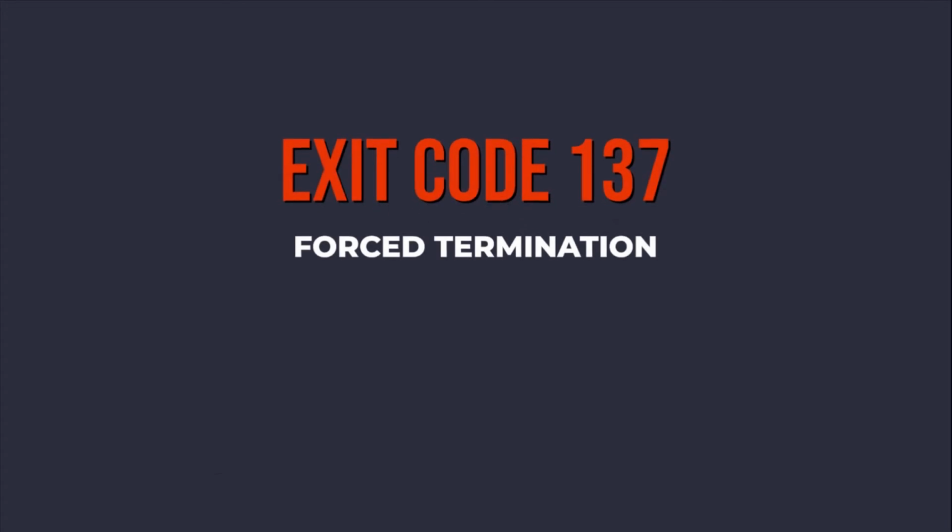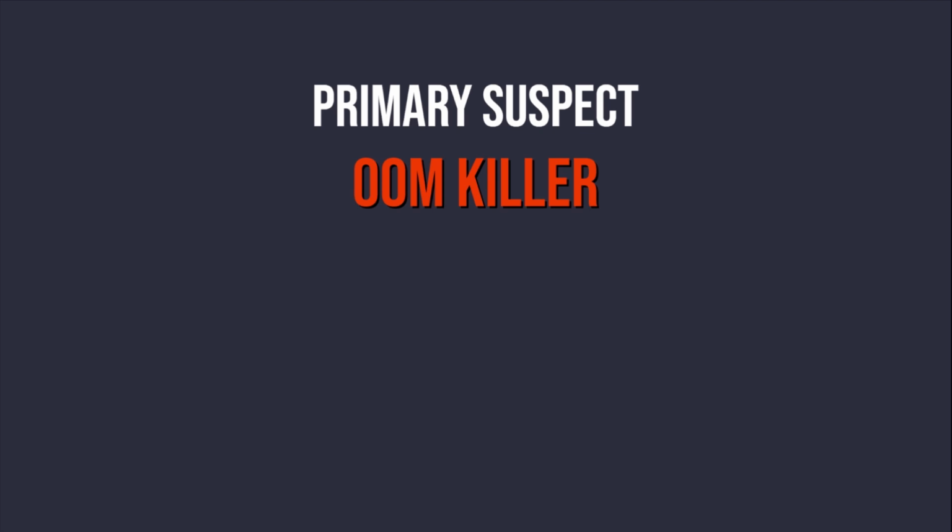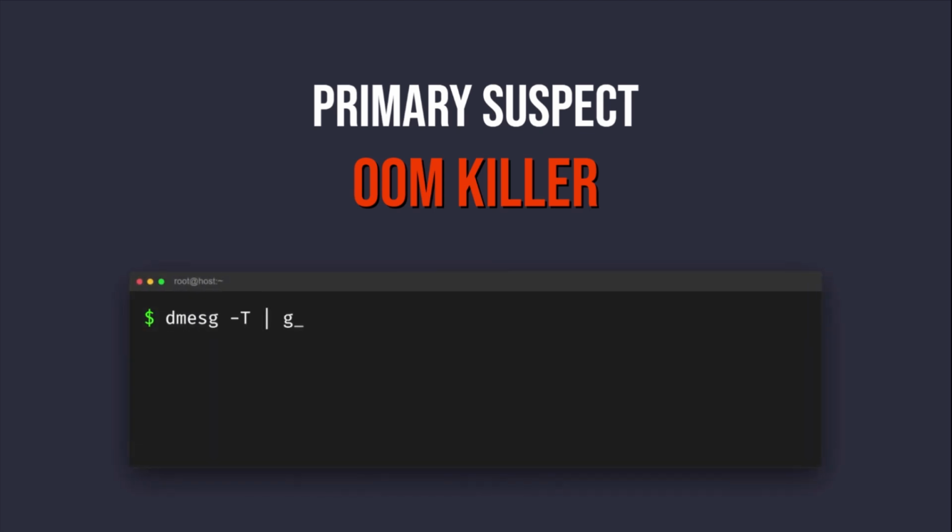Exit code 137 is not a crash. It is a forced termination via SIGKILL, Signal 9, which is 128 plus 9. This means the container did not exit gracefully, it was murdered by the host kernel. The primary suspect is the Linux out-of-memory killer, or OOM killer.